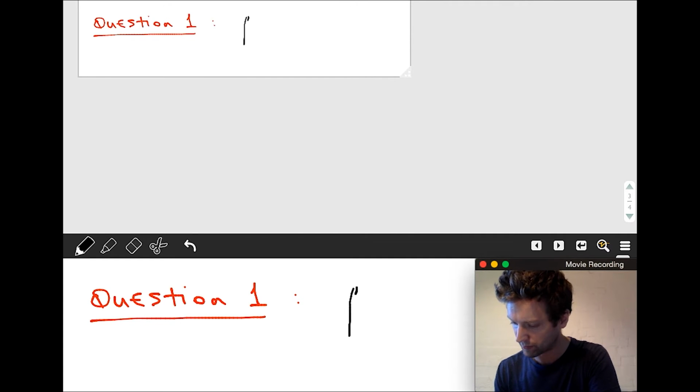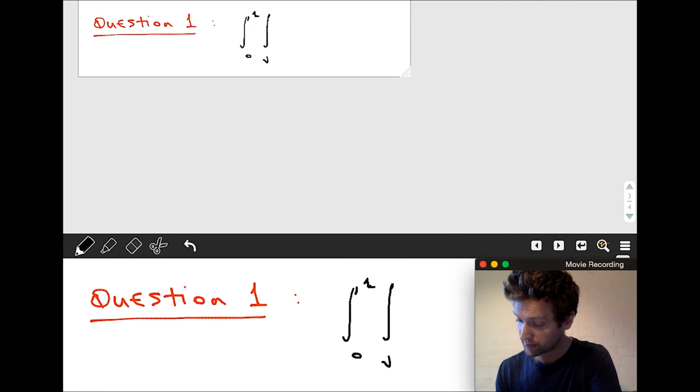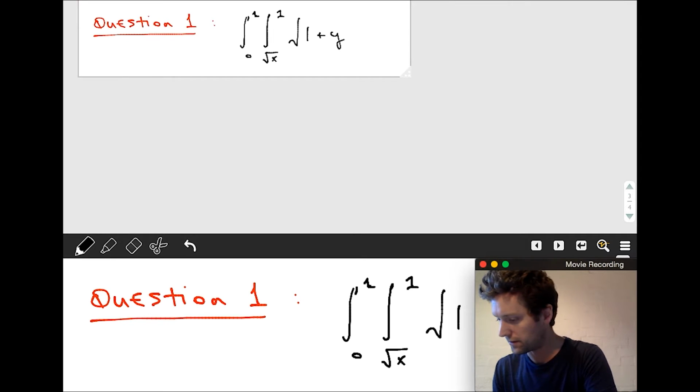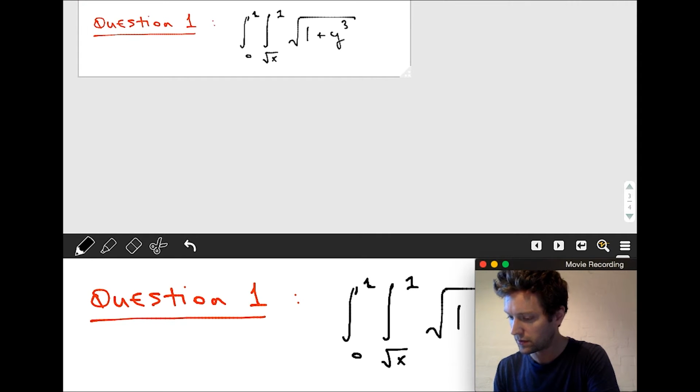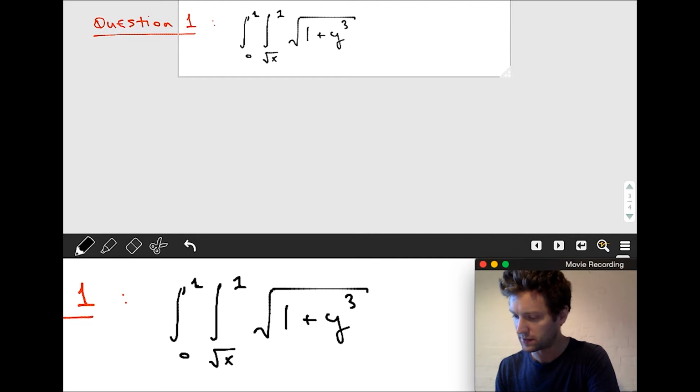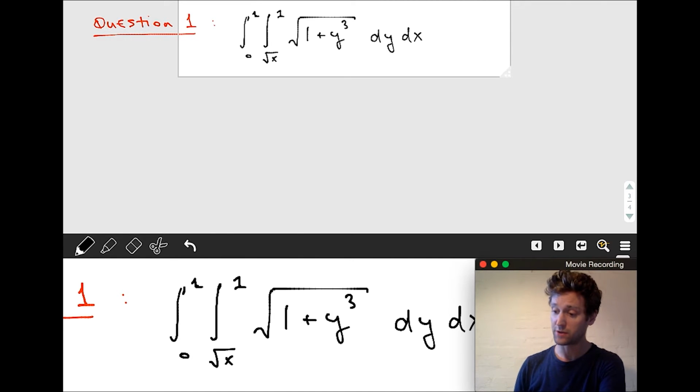So we have the integral from 0 to 1, integral from square root of x to 1 of the square root of 1 plus y to the power of 3. And we're given the order of integration. It's dy dx. So that means that our first integral is the y integral, and our second integral is the x integral.